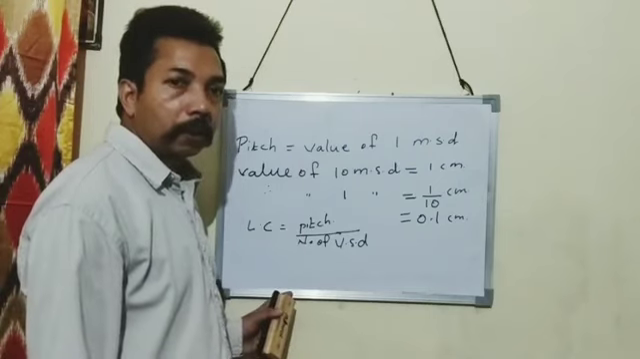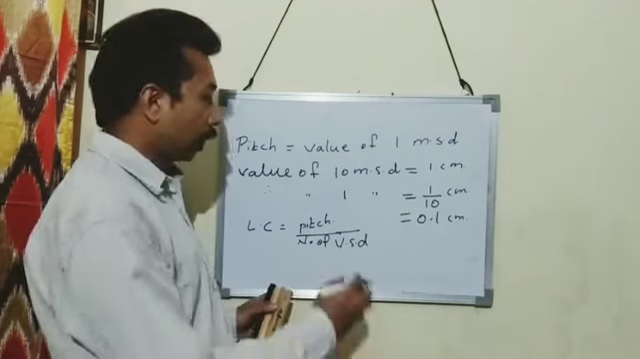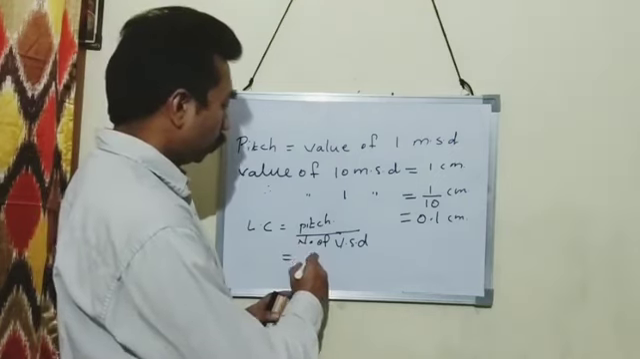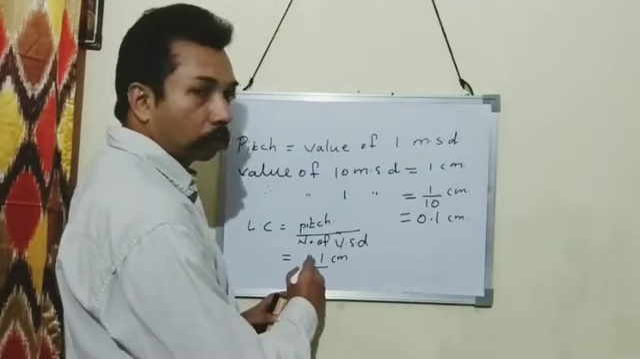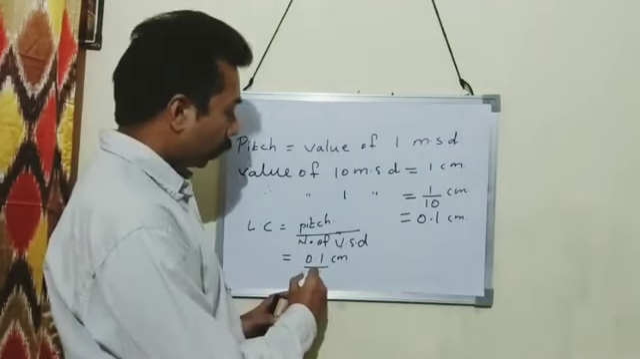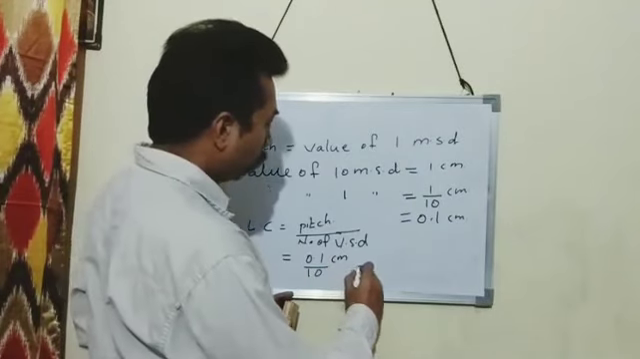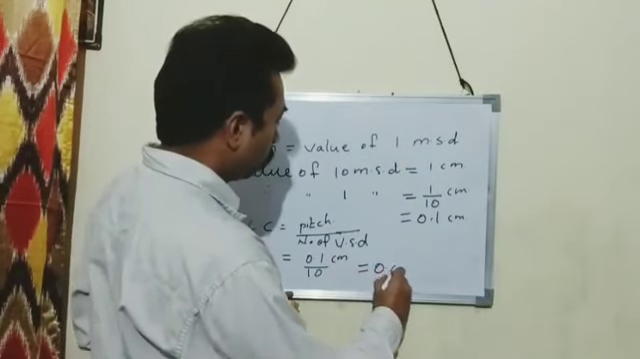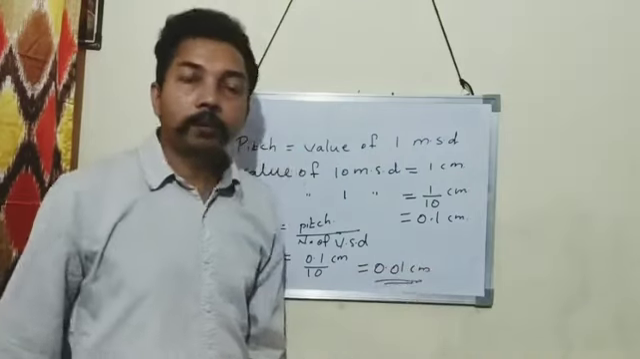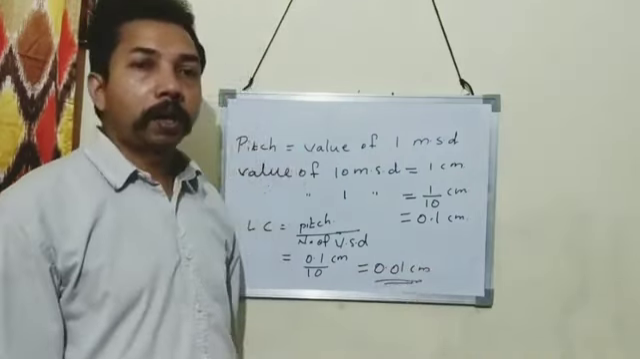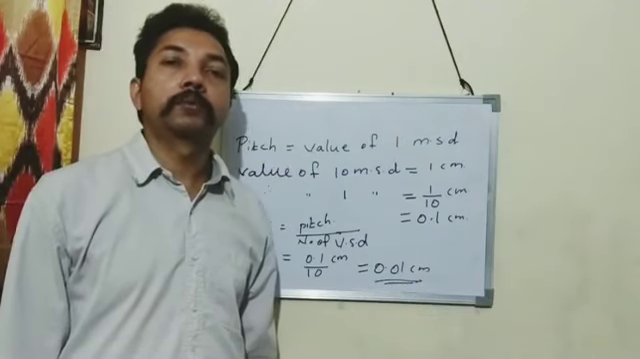Least count is equal to pitch upon number of divisions on vernier scale. So that is equal to 0.1 centimeter upon 10, as the question says there are 10 vernier scale divisions. 0.1 upon 10 centimeter is equal to 0.01 centimeter. We just substitute the values in the formula.